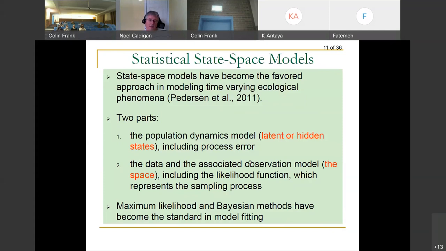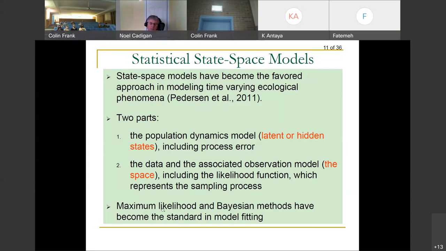Then we have data and an associated observation model. The observation model is formally a likelihood function, and that represents the sampling process. So that's the state part of the state space model.